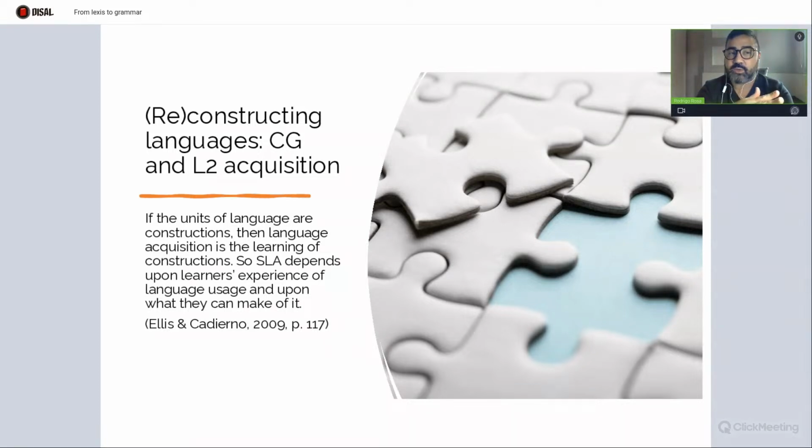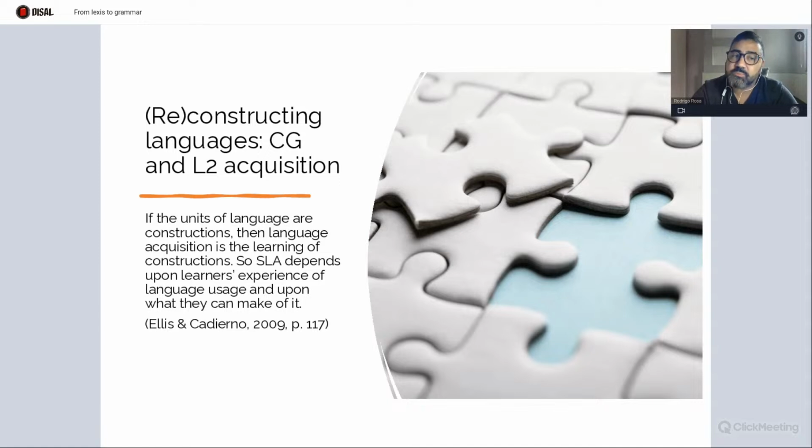So, what about second language settings? We talked about first language, and we talked about the relationship of these things. But what about second language? What are the theorists going to say? They're basically going to defend that if the units of language are constructions. We were discussing, and I told you that for cognitive linguistics, we defend the perspective that knowledge of language equals knowledge of constructions, right? So, it's my network of constructions. So if the units of language are constructions, then language acquisition is the learning of constructions.